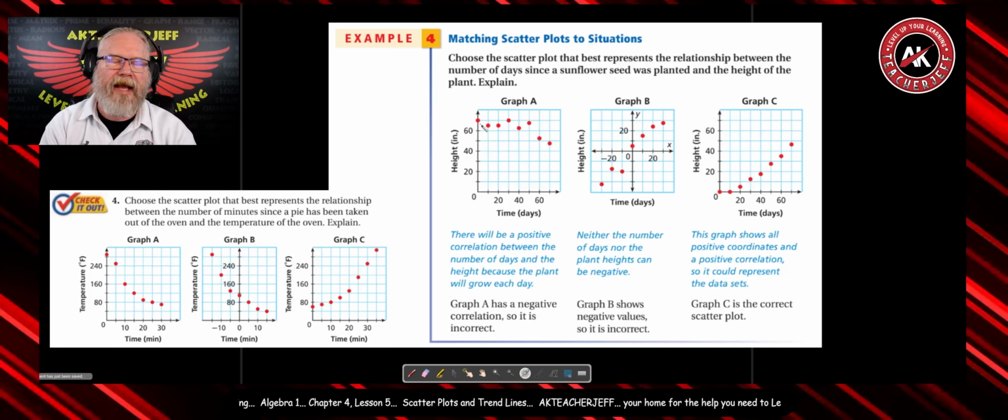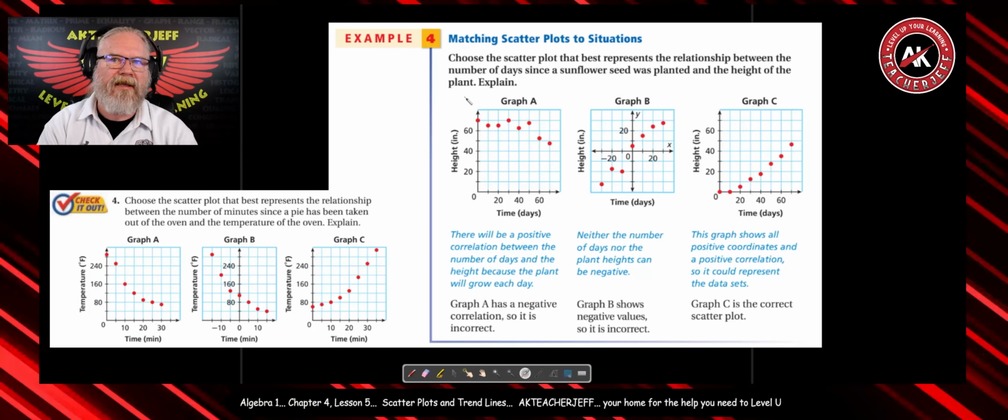Okay, it's a sunflower plant. We got those where I live. Fields and fields of them. They're yellow.